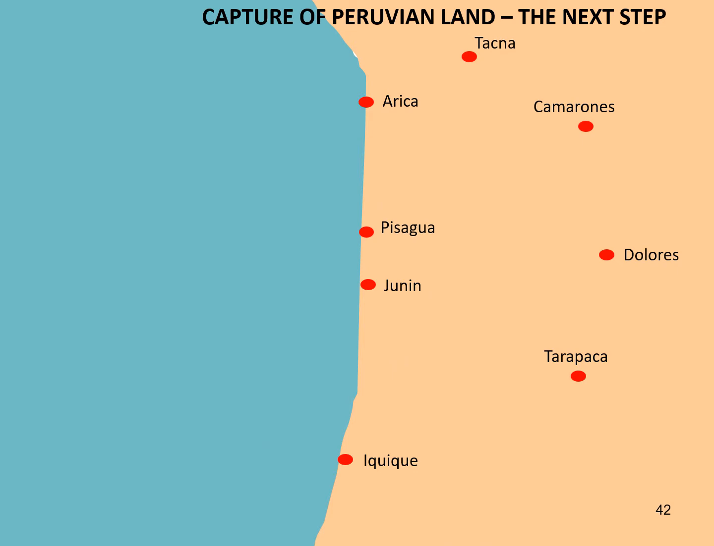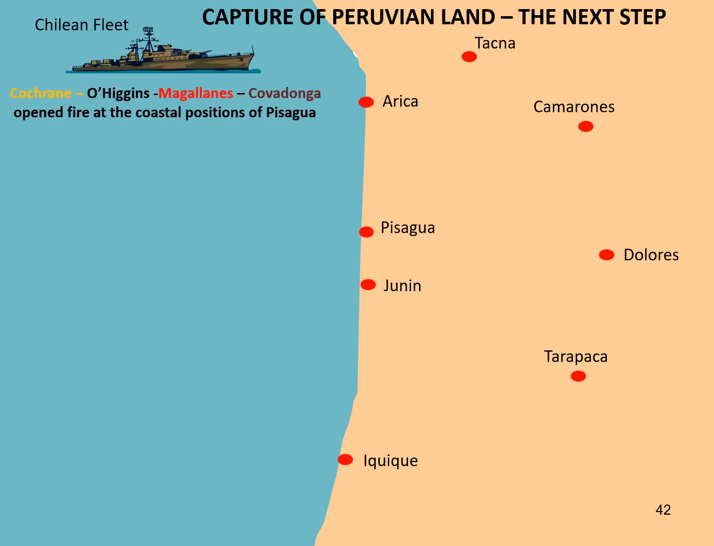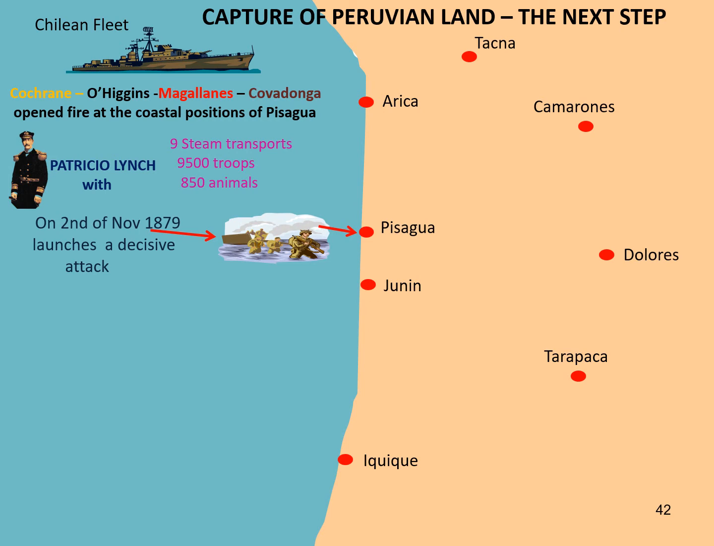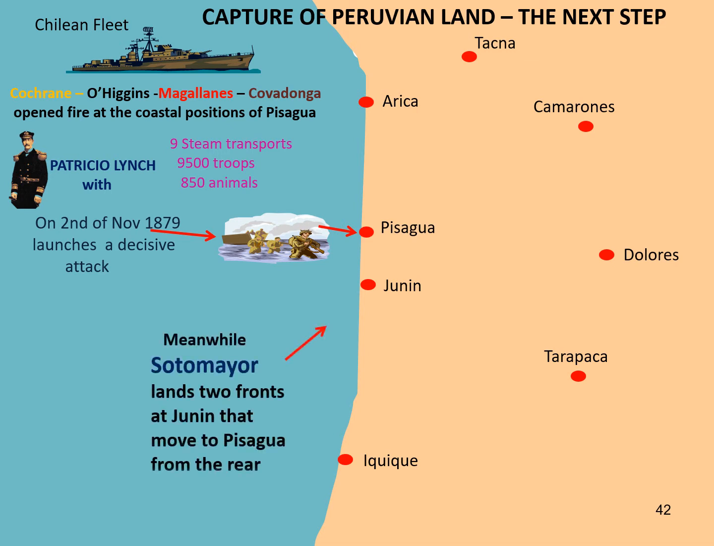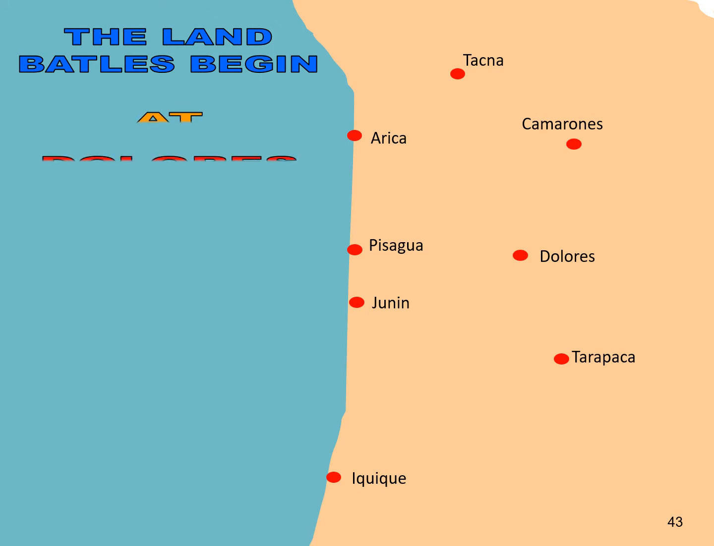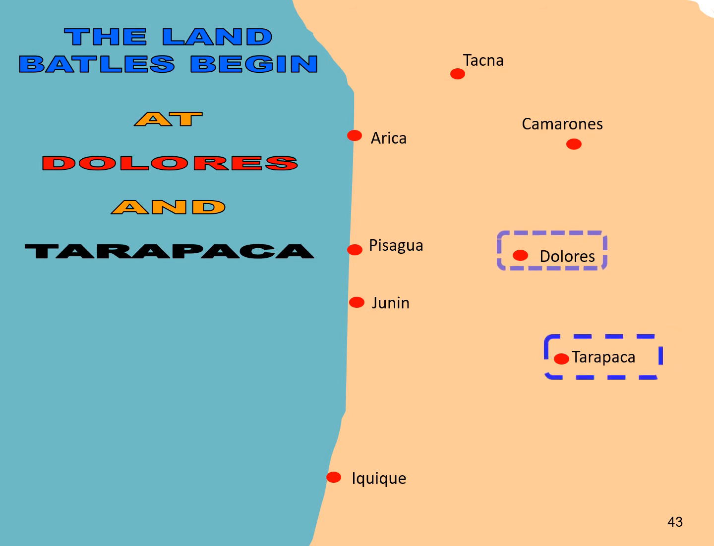Chile then considered capture of the Peruvian land as the next step. With such purpose, the Chilean fleet, with the Cochrane, O'Higgins, Magallanes and Covadonga, opened fire at the coastal positions of Pisagua, and Patricio Lynch, with 9 steam transports, 9,500 troops and 850 animals, on the 2nd of November 1879, launched a decisive attack at Pisagua. Meanwhile, in conjunction with Lynch, Sotomayor lands 2 fronts at Junín that move to Pisagua from the rear. The land battles then begin, first at Dolores and later at Tarapacá.